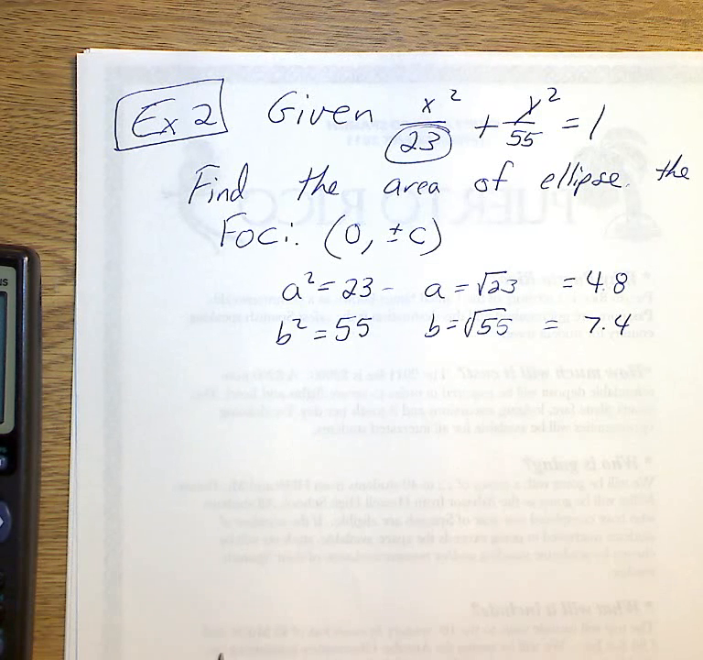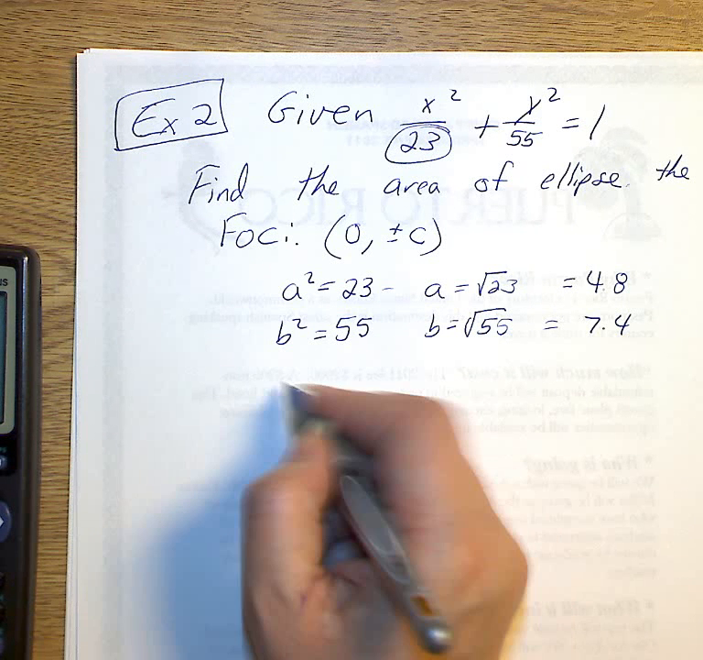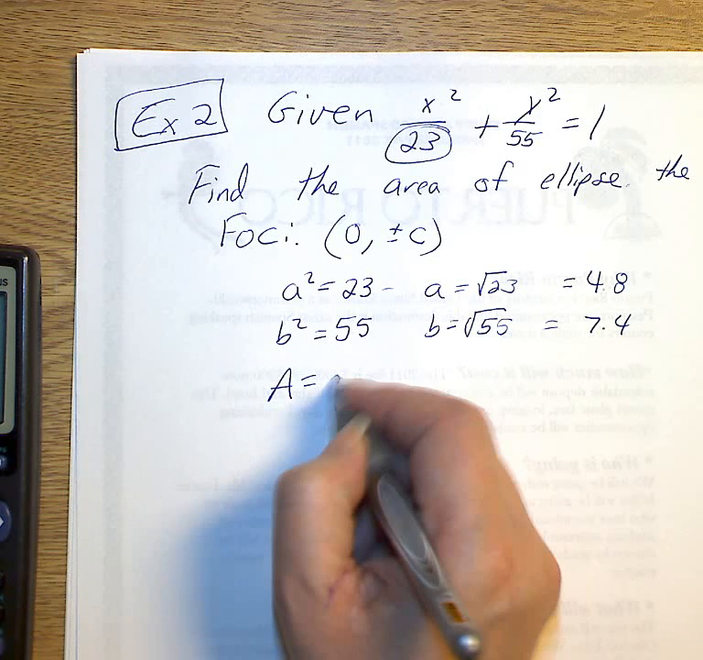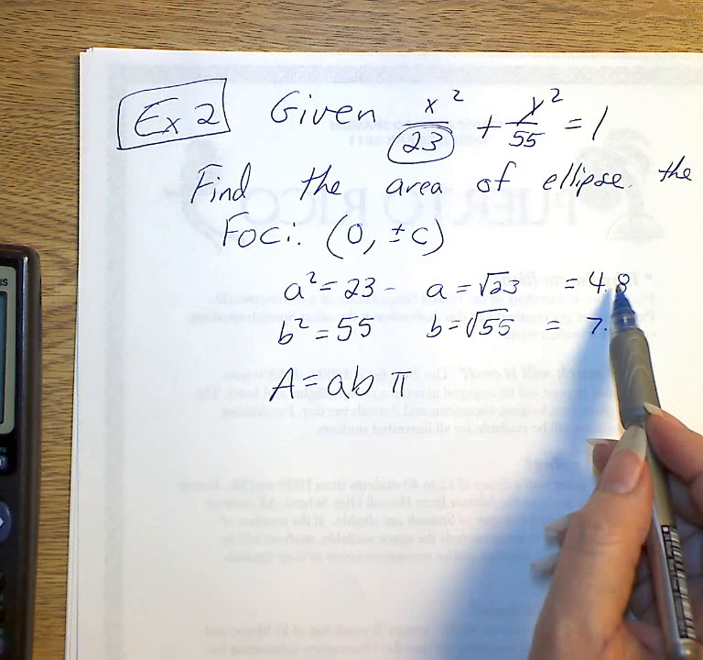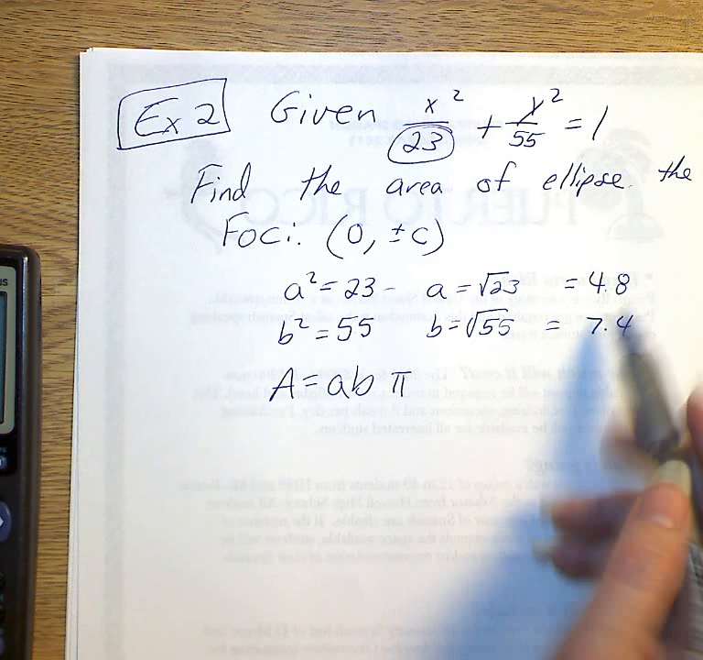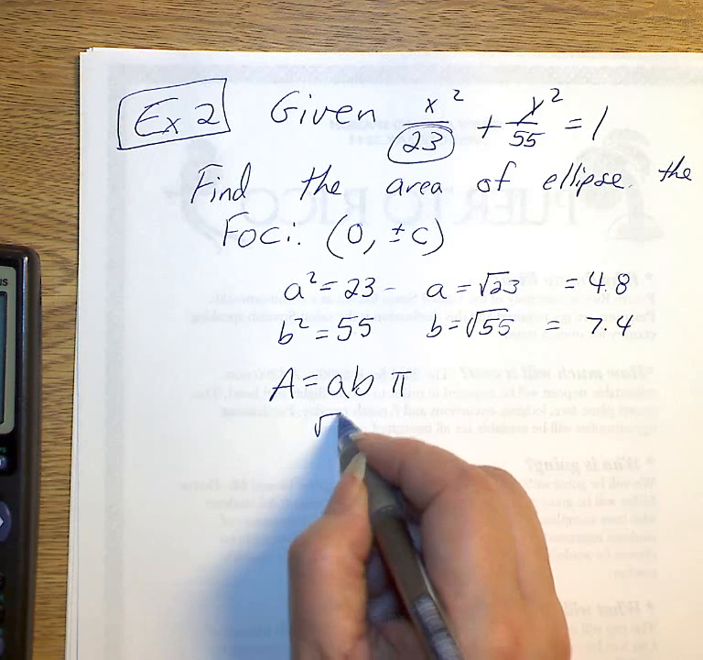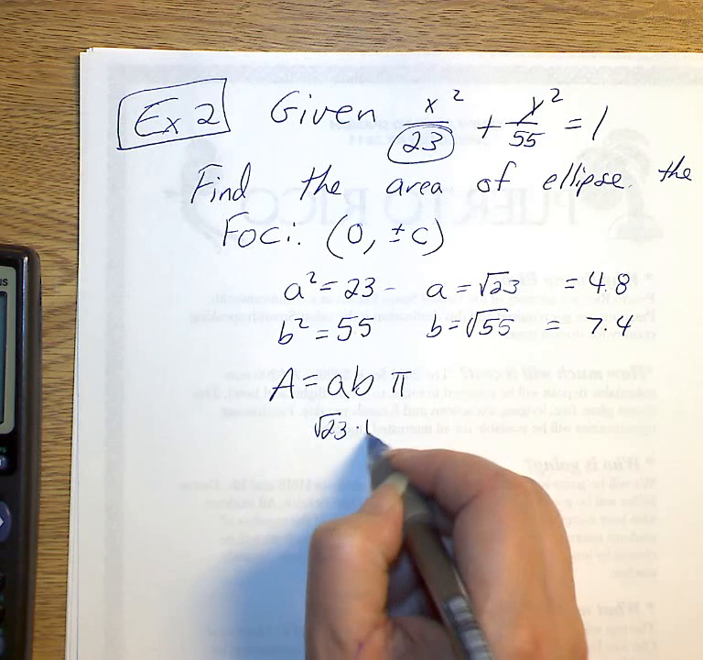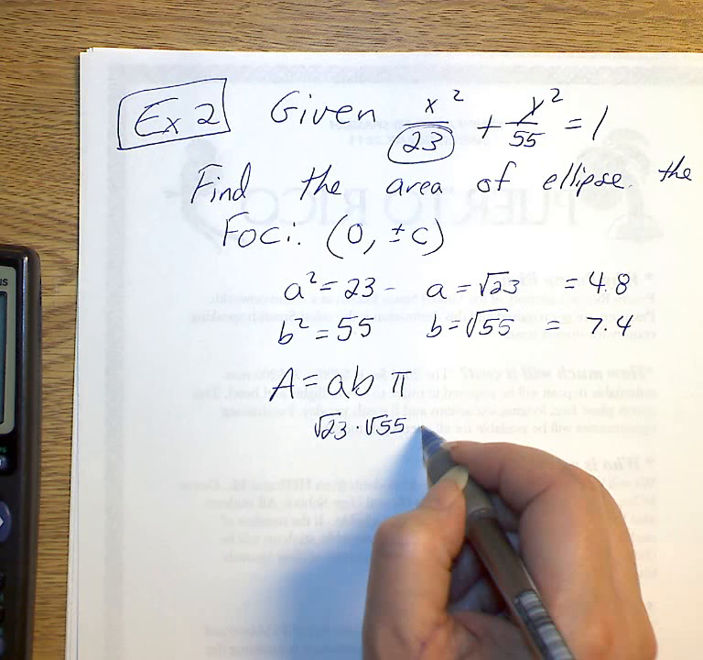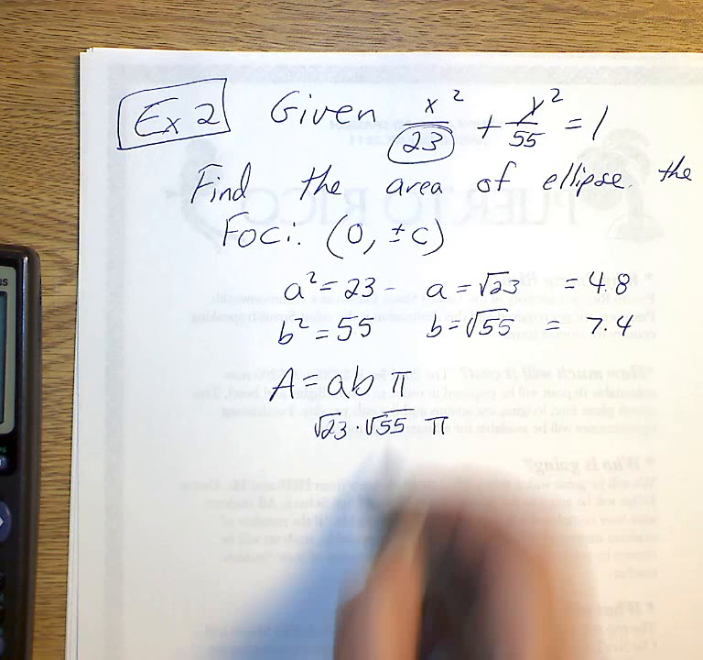To find the area, remember, area is equal to a b pi. We probably should have put it in like this so we don't round too much, so I'm going to put the square root of 23 times the square root of 55 times pi, just so we don't round.